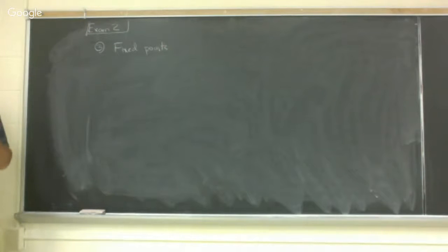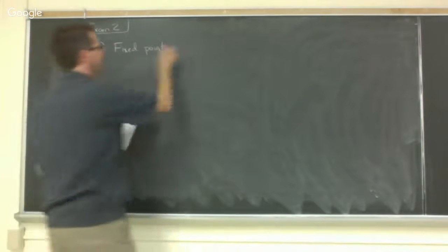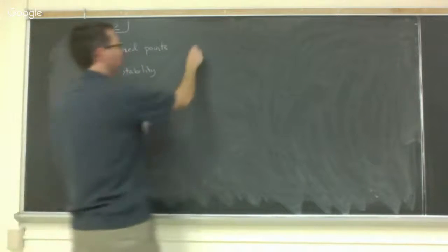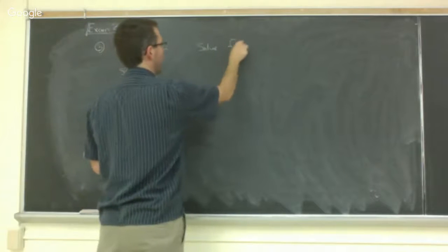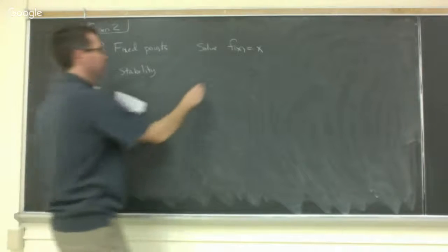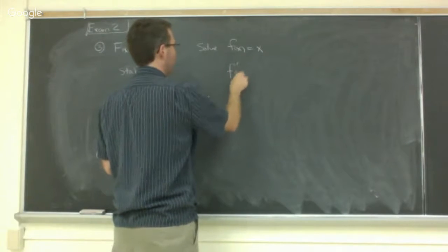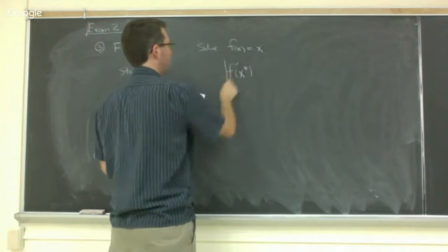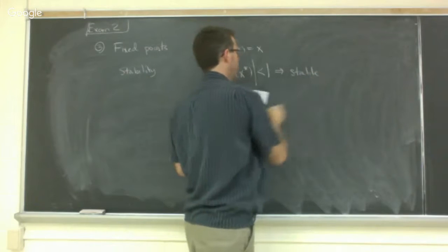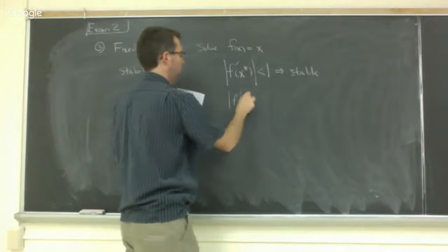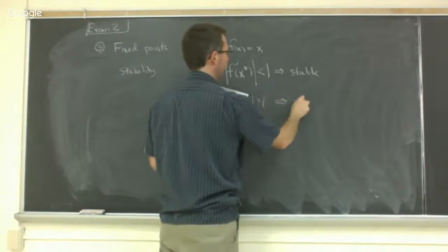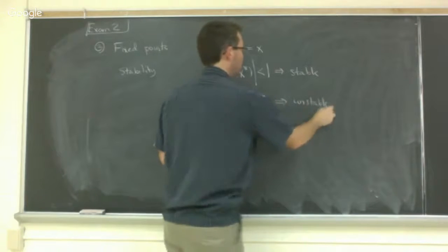So problem 3 was about fixed points and stability. Remember, to find fixed points, we're solving f of x equals x. And once I find fixed points, the stability is based on if f prime at that point has an absolute value less than 1, that means it's stable. And if the absolute value of the slope is greater than 1, that means it's unstable.